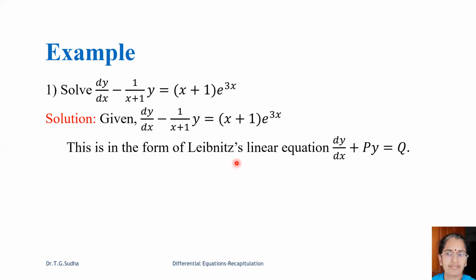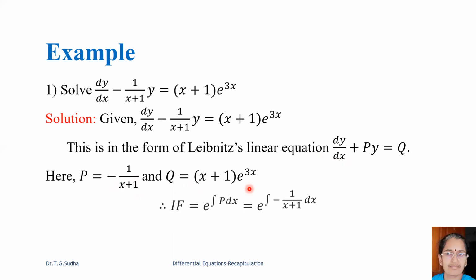This is in the form of Leibniz linear equation dy by dx plus py equal to q. Here p is equal to minus 1 over x plus 1. You need to compare the given equation with the standard Leibniz linear equation. And we can see that p is minus 1 over x plus 1 and q is x plus 1 into e to the power of 3x. Therefore, the integrating factor is given by e to the power of integral p dx. So that will be equal to e to the power of integral minus 1 by x plus 1 dx.